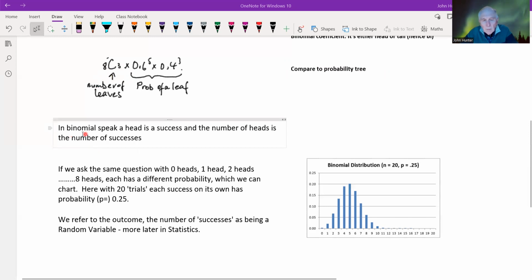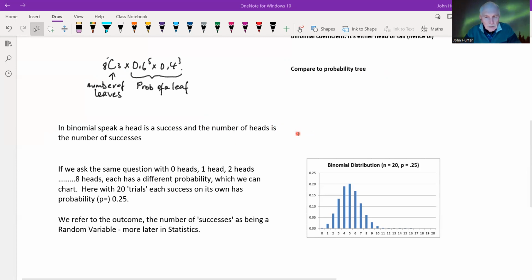Incidentally, when we're talking about binomial coefficients, we tend to talk about trials and we talk about successes. We can have the same thing if we're throwing darts at a dartboard. If we hit the board, that's a success. It might have a probability of 0.1, and that's the sort of terminology we use.